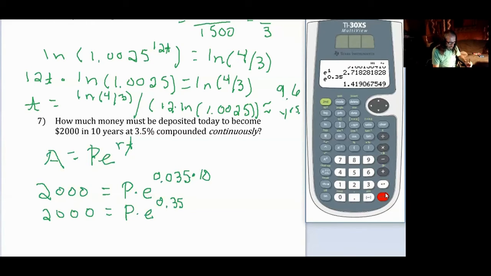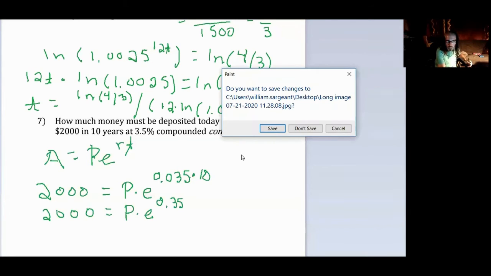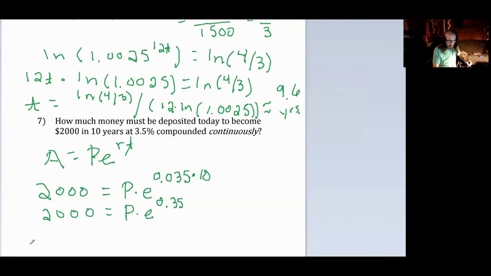Let me do it this way. That number, that's about 1.41906 something, is multiplied to P. So we're going to divide both sides by that number to get P alone. And we have already found out what the denominator is. So I'm going to divide 2,000 by that previous answer.